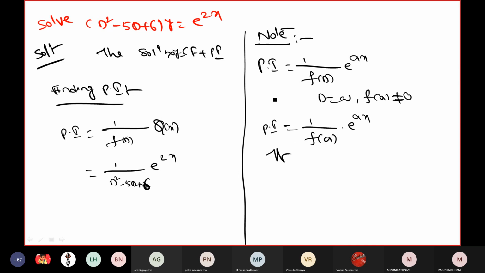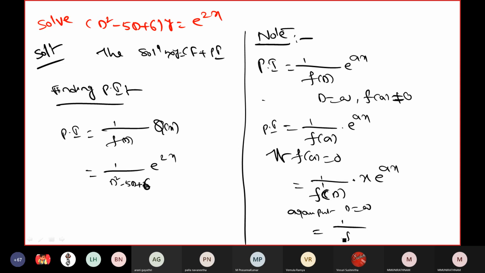If f of a is 0, then you have to go by f dash of D. 1 by f of D can be replaced by 1 by f dash of D, and replace e power ax as x into e power ax. So again put D equal to a. So this will be 1 by f dash of a, x into e power ax.